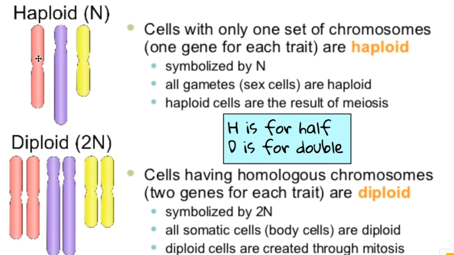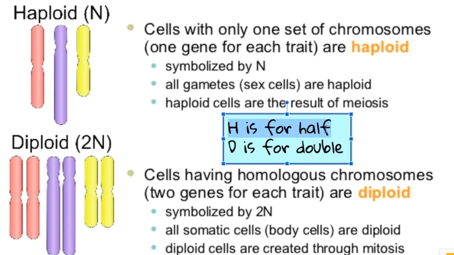Diploid is 2 times that, so instead of 1 red rod, we have 2 red rods. So it's double the red genetic material. 2 purples instead of the 1, and then 2 yellows instead of the 1. So you can clearly see this diploid is a duplicate version of the haploid. So the haploid, cells with only 1 set of chromosomes, 1 gene for each trait, are haploid. We use the N to mean 1 set. All gametes, sex cells, are haploid, and haploid cells are the result of meiosis.